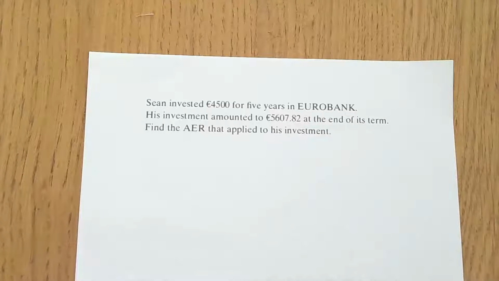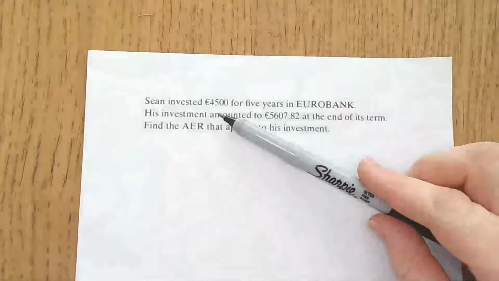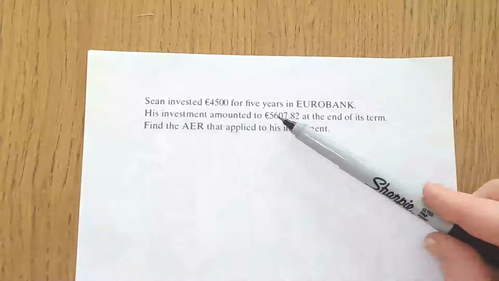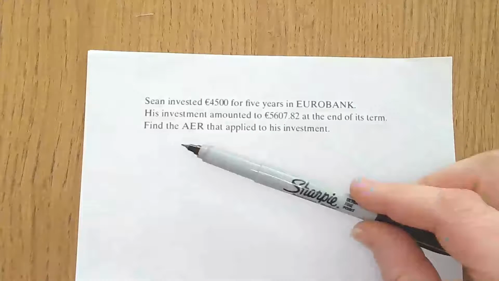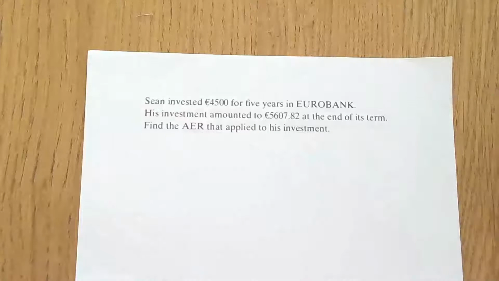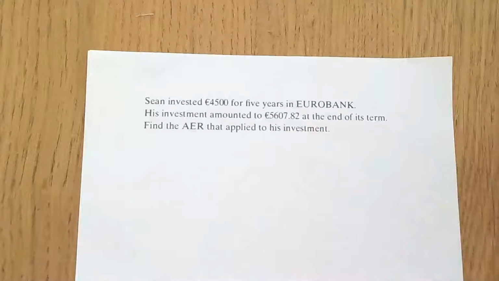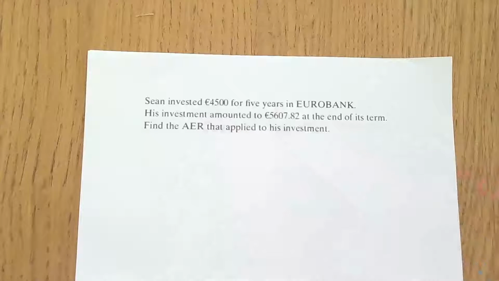Right. Sean invested 4,500 for 5 years in Eurobank. His investment amounted to 5607.82 at the end of his term. Find the AER. First of all, let's figure out what AER is: annual equivalent rate. That's usually a rate in investments. So we want to figure out the I value that generated this amount from that amount. So we want I.